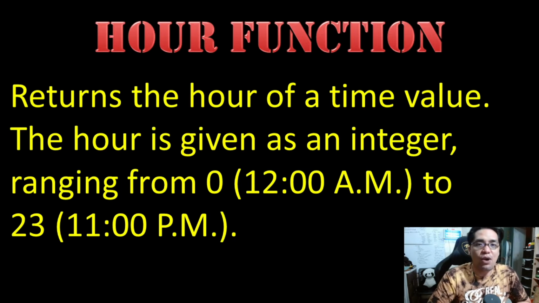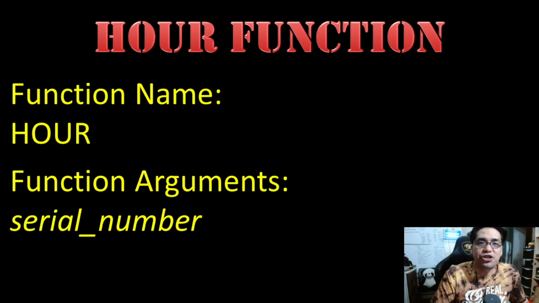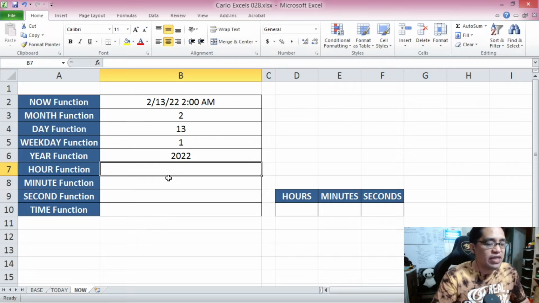Next, let's look at the hour function. The hour function returns the hour of a time value. The hour is given as an integer ranging from 0, which is 12 o'clock a.m., to 23, which is 11 o'clock p.m. For the hour function, the function name is hour, and for the function arguments, we only have one, the time value data.